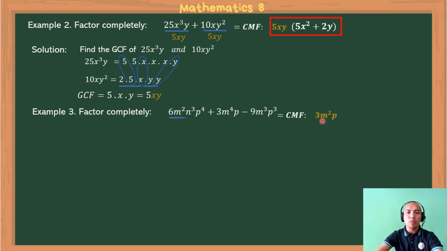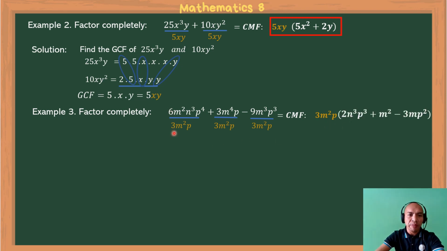So we now have the common monomial factor. We will divide each term by the common monomial factor to get the remaining factor. So 6 divided by 3 is 2. Then m squared divided by m squared cancels out. For n, there's no n in the divisor, so we just copy n cubed. Then p to the power of 4 divided by p, subtract the exponents, so that is p cubed.